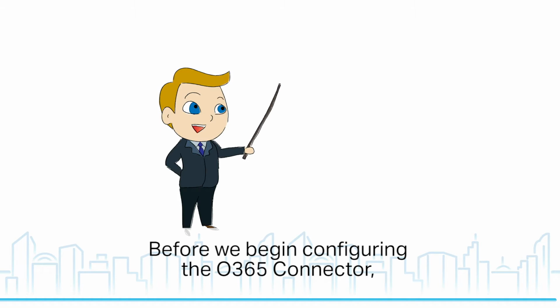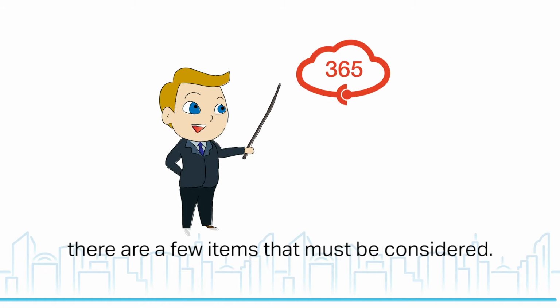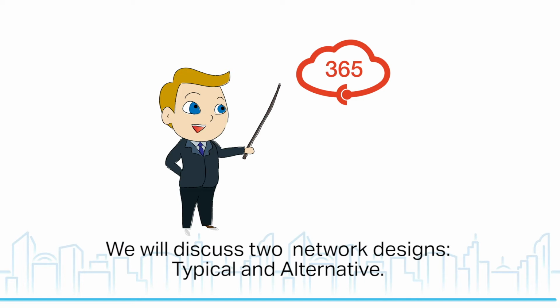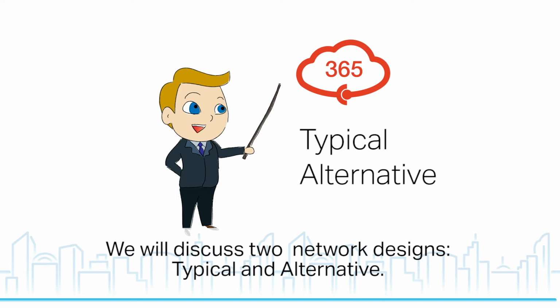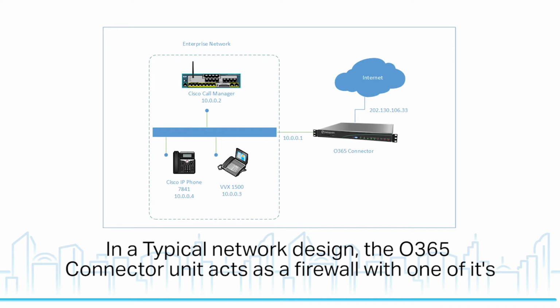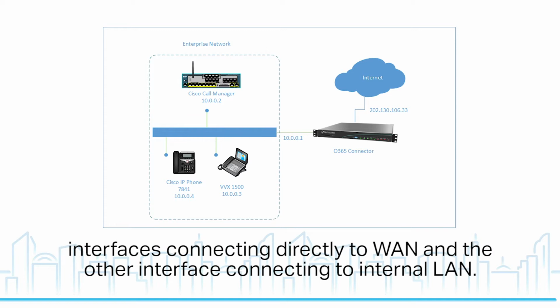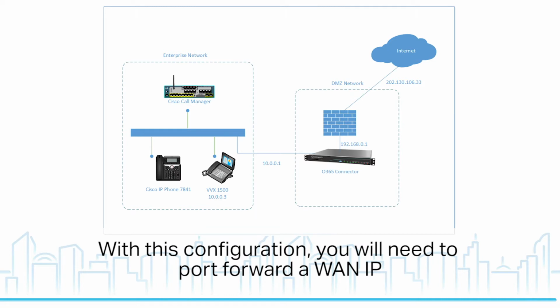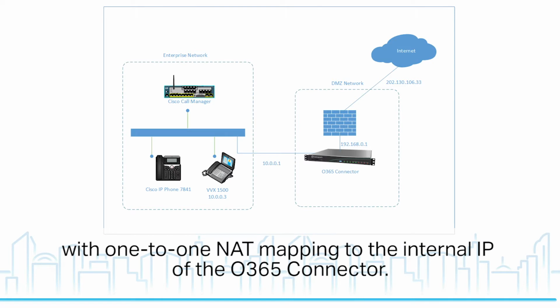Before we begin configuring the O365 connector, there are a few items that must be considered. First, we need to determine how the O365 connector will be connected to your network. We will discuss two network designs, typical and alternative. In a typical network design, the O365 connector unit acts as a firewall with one of its interfaces connecting directly to WAN and the other interface connecting to internal LAN. In the alternative network design, the O365 connector sits inside your LAN.